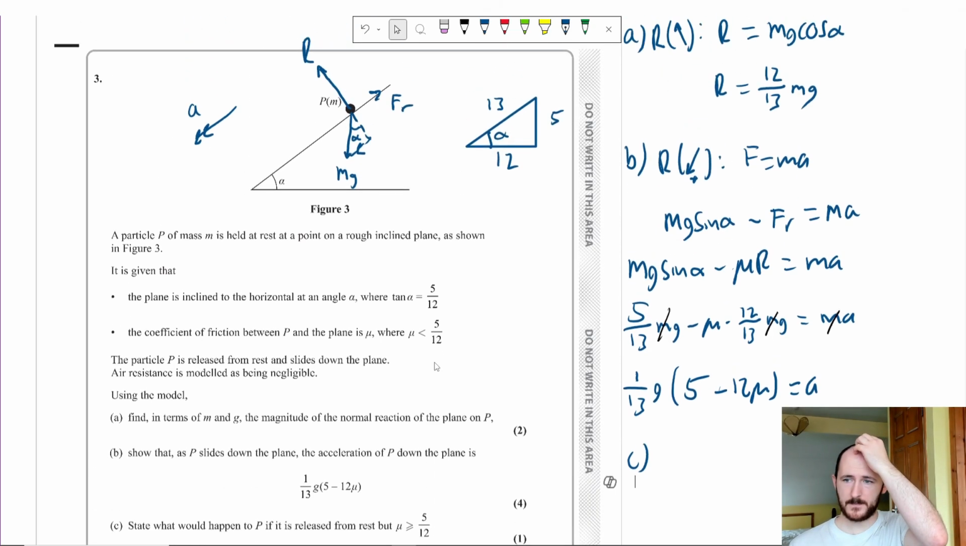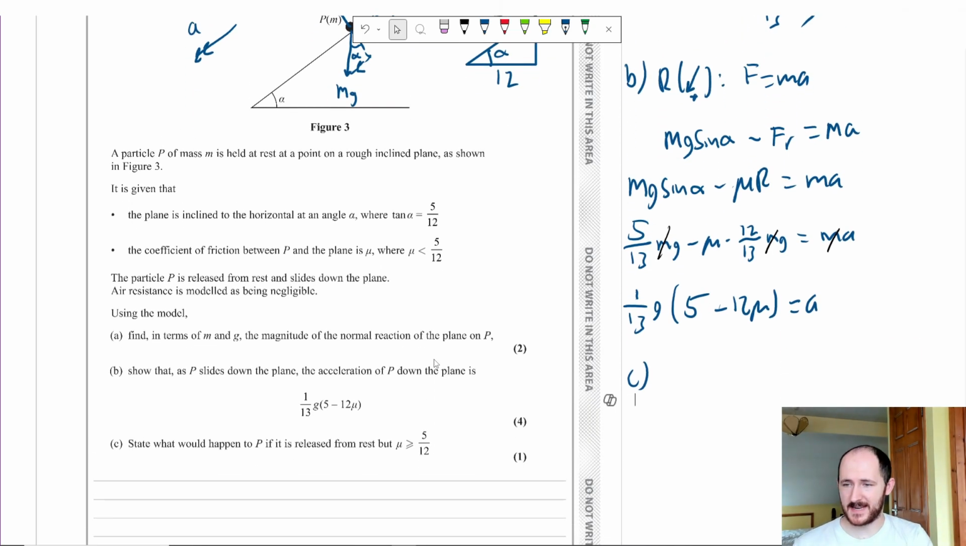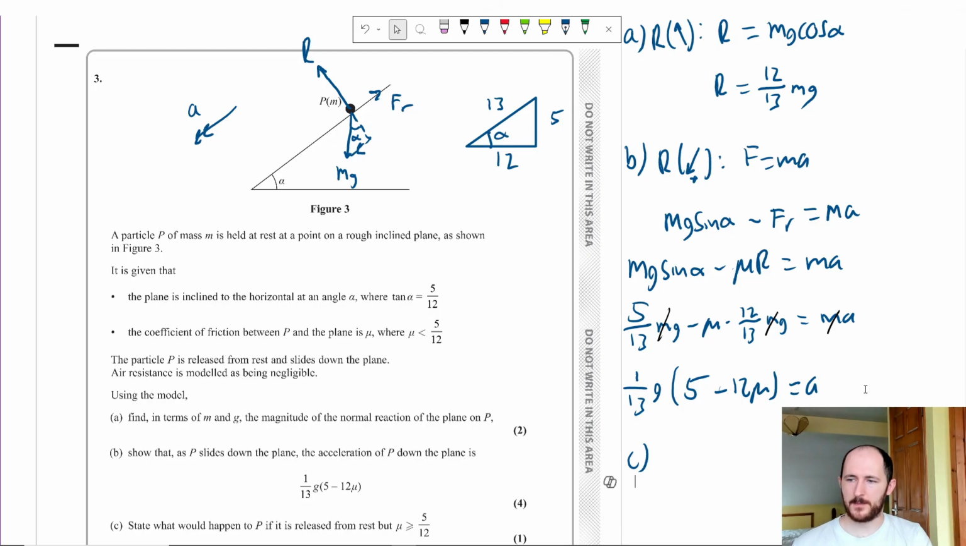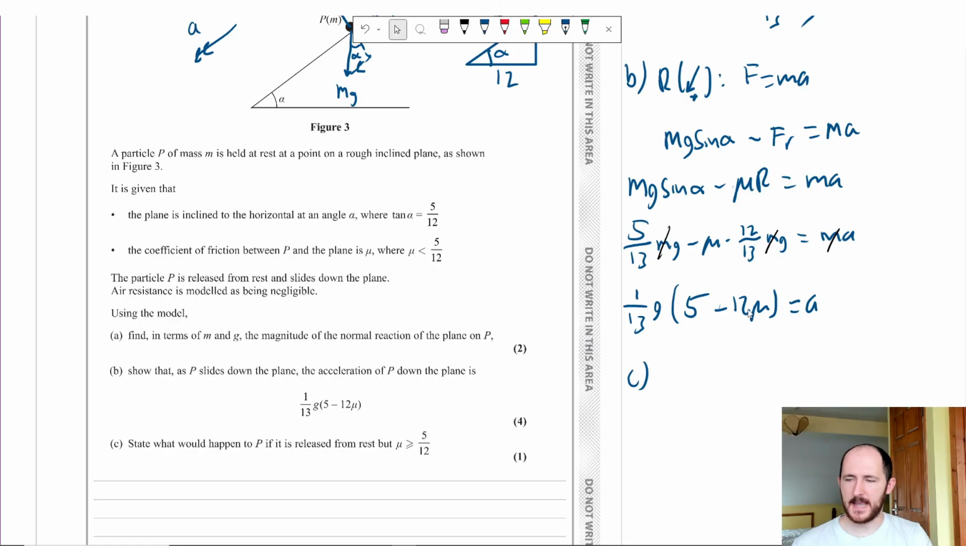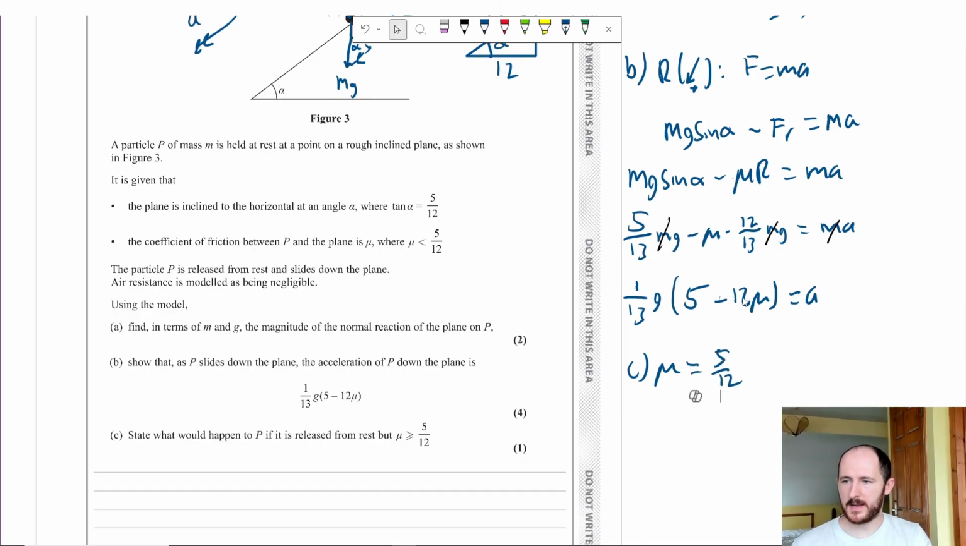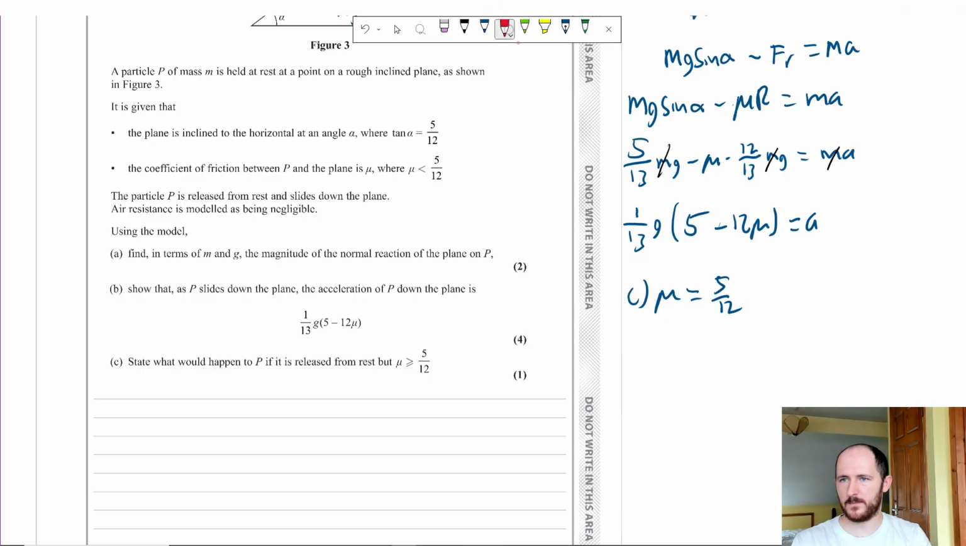Well, all we have to do is state it, so we don't have to actually give anything. But if we have a look at this acceleration for quickly, if I make mu bigger than 5/12, what happens? Well, first of all, if I sub in mu equals 5/12, you might notice I get, by the way, you don't need to write this out, there's no explanation because it is just a state question, but this is for your benefit. What do you notice happens?